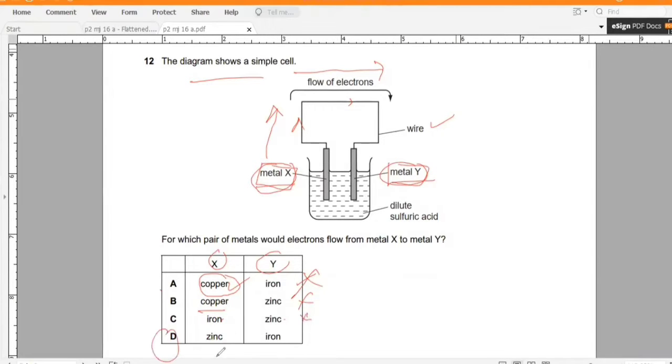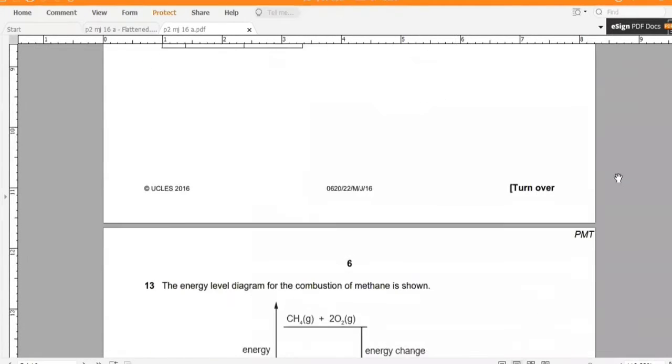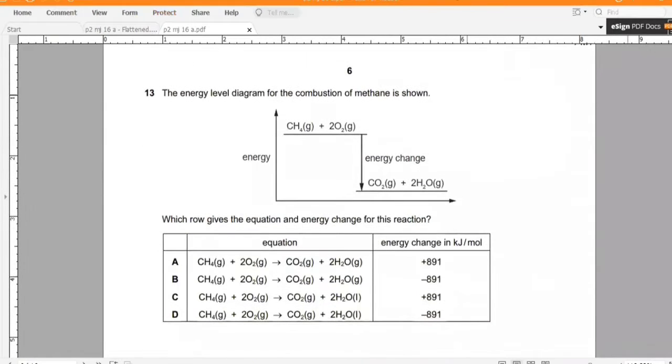So option D is actually the correct answer, because zinc is more reactive than iron. In the metal reactivity series, we see zinc is above iron. Okay, so the more reactive is zinc, so metal X is supposed to be zinc, and metal Y is supposed to be iron, so that the flow of electron will be in this direction, from left to right. Clear? The answer is D, the last option. Very simple, right? So let us move on to the 13th question. I'm going a little bit slower so that you will get clarity. I'm not going to be very fast in the explanations.